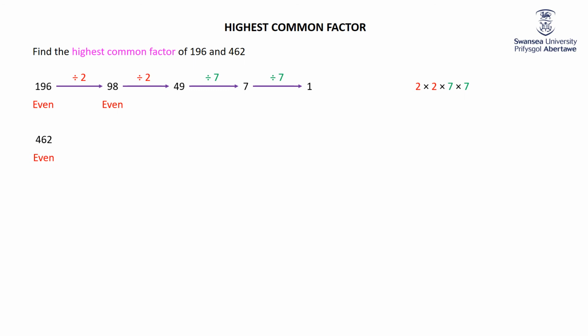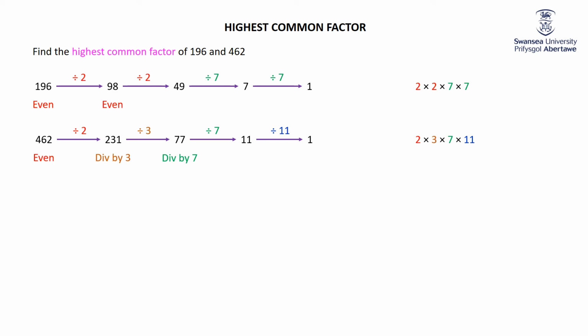Now let's look at 462 again. It's even. Divide it by 2 to get 231. Now that's not even, so let's try dividing by 3. 2 plus 3 plus 1 is 6. 6 is divisible by 3, so that gives us 77. Now 77 is not divisible by 2 or 3 or 5. I hope you can immediately tell it is divisible by 7, however, to give us 11. And now 11 is a prime number itself, so we'll just divide 11 by 11 to get 1. So the factors of 462 are 2 times 3 times 7 times 11.